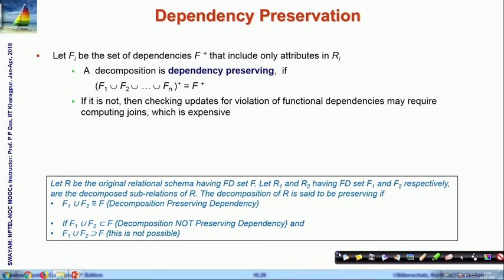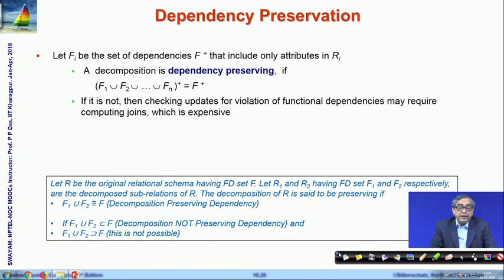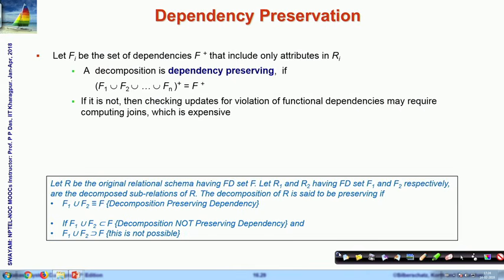If it is not, then there will be at least one dependency which you will not be able to check in any one of the projected relations, and to be able to check that, you will have to compute the natural join, and that is, as we know, a very expensive process, and we would not be able to do that on a regular basis.